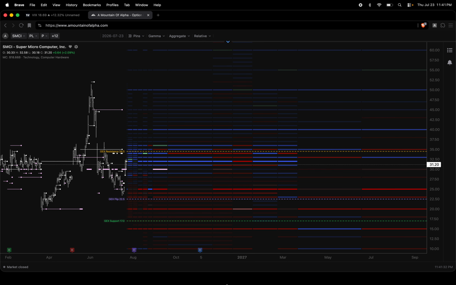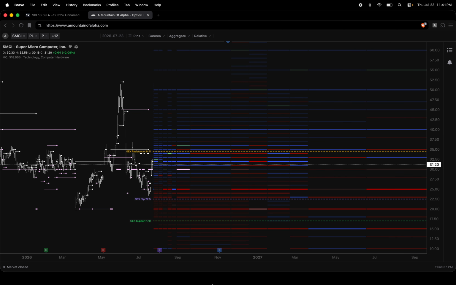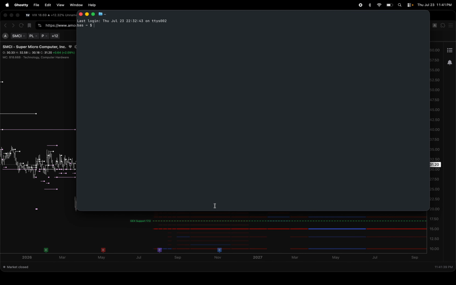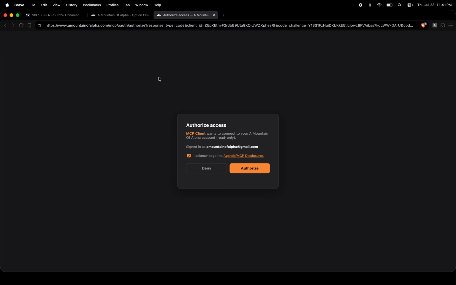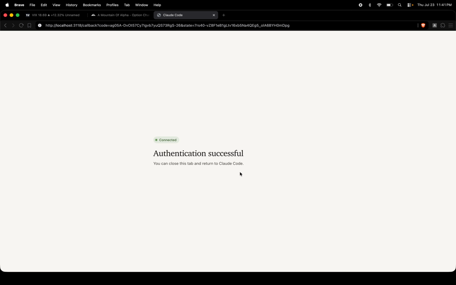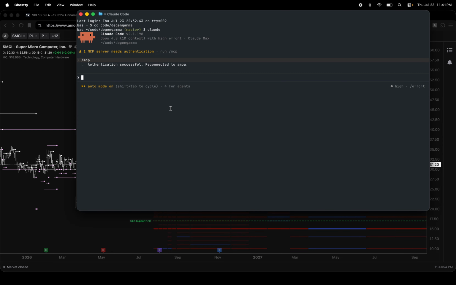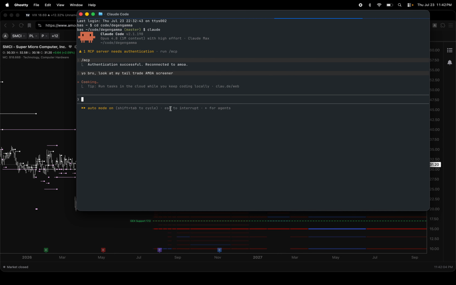Now, with the MCP aspect of this, there's a lot of things that the MCP can do with Amoa. So if I go into the MCP in here, right, and then I pull up the Amoa MCP, re-authenticate. So I'm authenticating with Mountain of Alpha, right? And now I'm hooked up. And then I could just say things like, yo, bro, look at my tail trade Amoa screener, right? And that's going to call the screener I have.